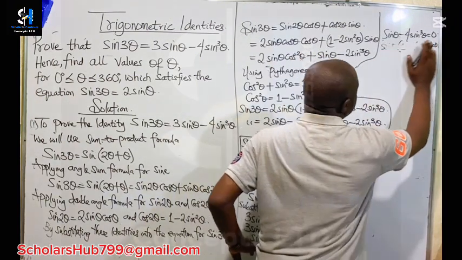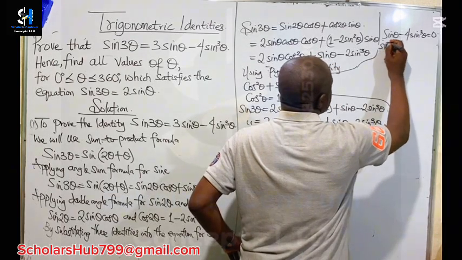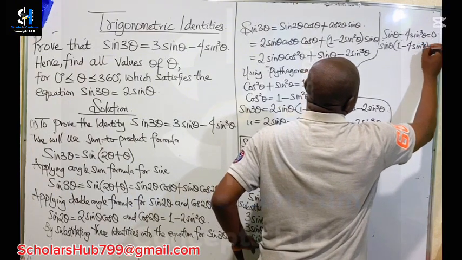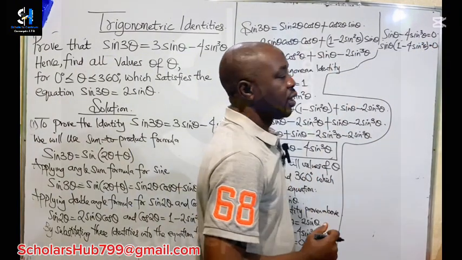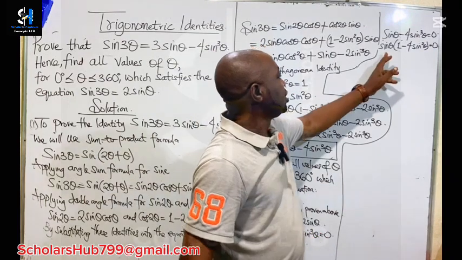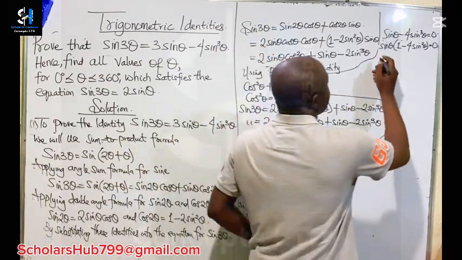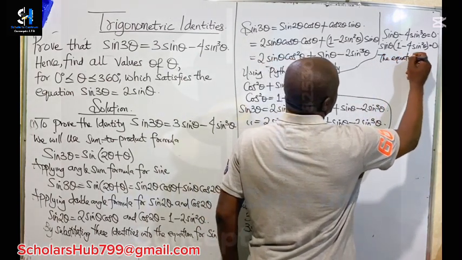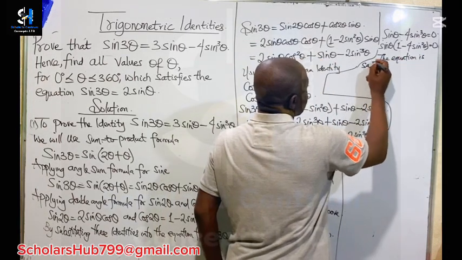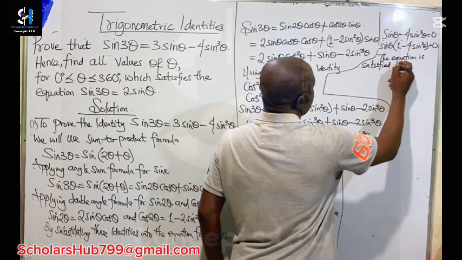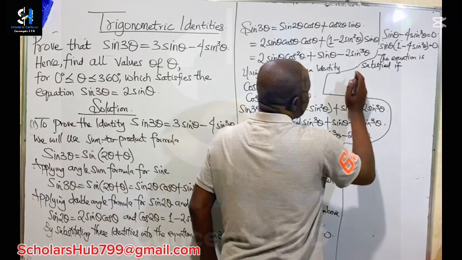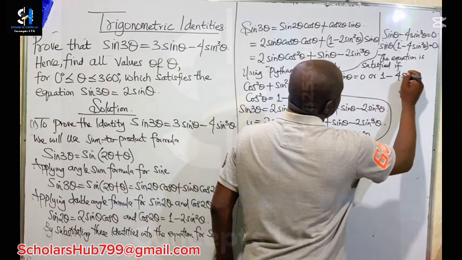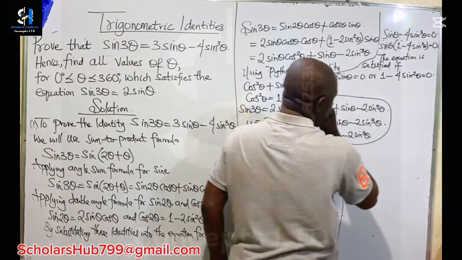So we can say that this will be sine theta bracket 1 minus 4 sine squared theta equals 0. Which means the equation is satisfied if sine theta equals 0 or 1 minus 4 sine squared theta equals 0.